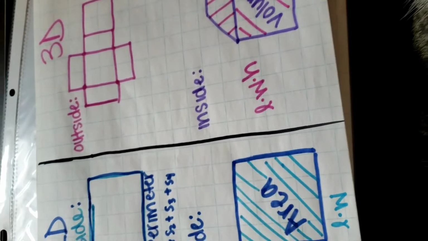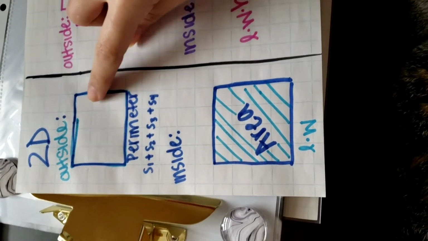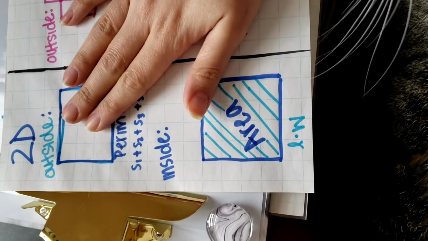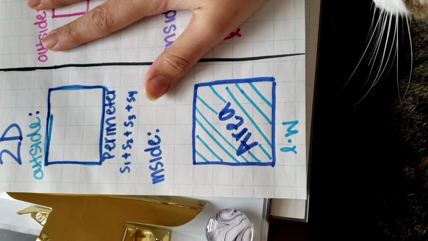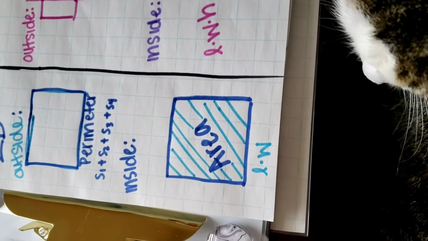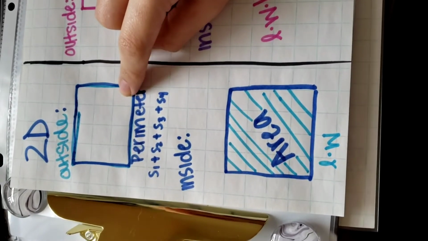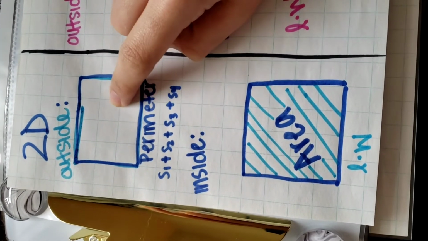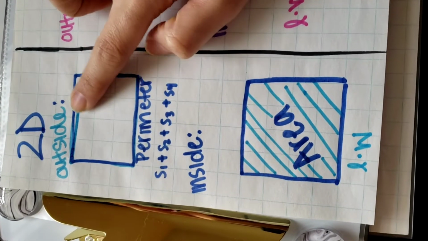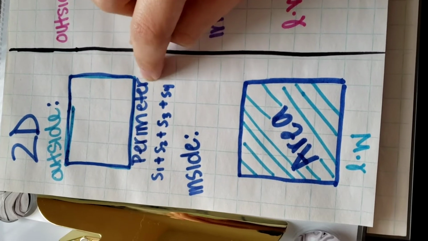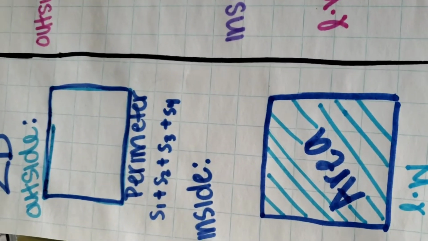So, as we discussed in class, there's 2D figures and 3D figures. 2D figures are usually just flat surfaces, like a piece of paper, anything that you draw is considered a 2D surface. So for the outside lengths of the 2D surfaces, you always want to find the perimeter to figure out how big it is on the outside if we were to put up a fence or anything.